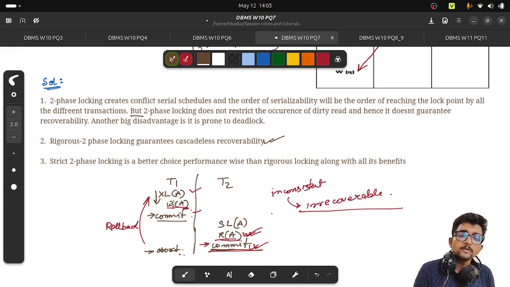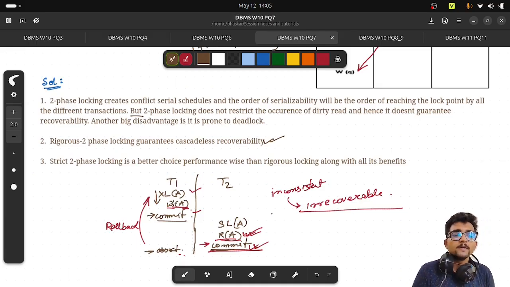Okay. So strict two-phase locking says for the shared lock, do unlock. For the exclusive lock, do not unlock until commit. This is the difference between strict two-phase locking and rigorous two-phase locking. Rigorous two-phase locking says whatever it is, shared lock or exclusive lock, once you get the lock, do not unlock it, directly commit.